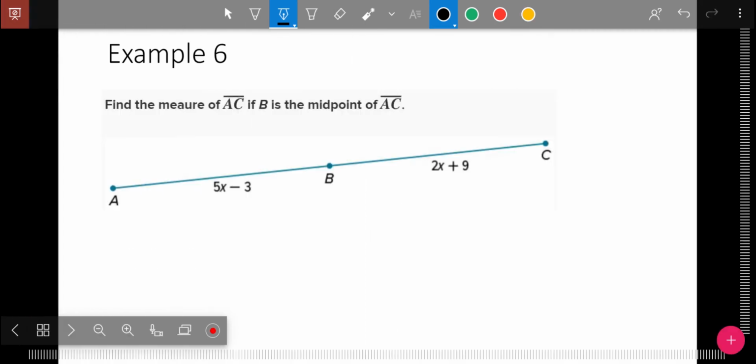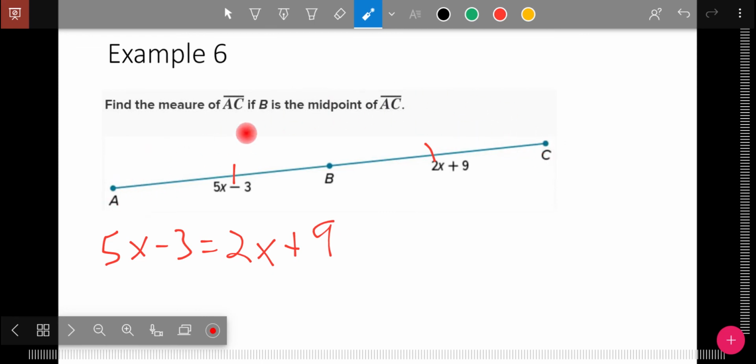Next example, same kind of thing, midpoint. Midpoint means it splits it into two equal parts. So I want to go ahead and get started right off the bat. 5x minus 3 equals 2x plus 9. That was a key word, midpoint. However, it's asking for AC. So before I go any further, I am going to have you make a mental note. AC is the whole segment. All right, so not just the part, but the whole thing. But first, I got to figure out what is x.